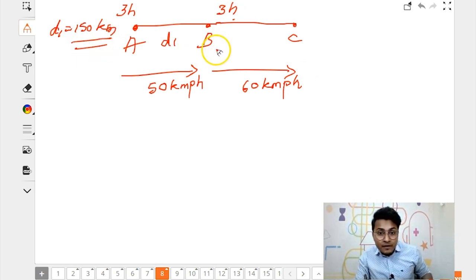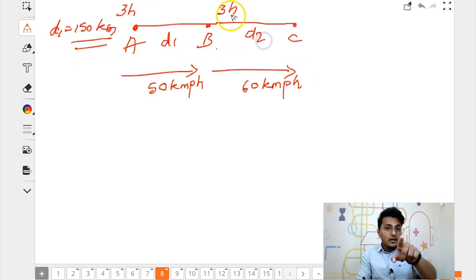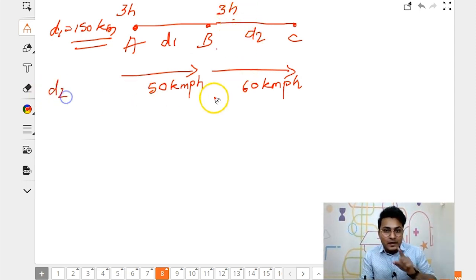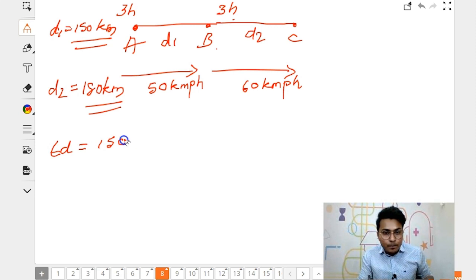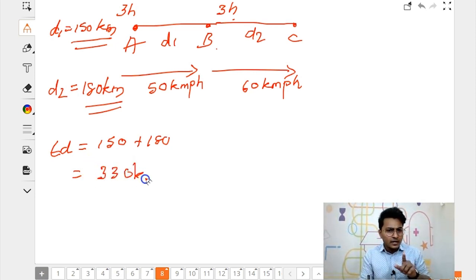Now what change did happen for D2? For D2, obviously the timing changed, so D2 must also change. D2 would be speed into time taken. Now you might have got 180 kilometers, correct? Exactly. Good job, guys. So if you have got 180 kilometers, moving forward to find the total distance, that would be 150 plus 180 kilometers, giving you an answer of how much? 330 kilometers, I believe, total distance. Correct. Awesome, guys.